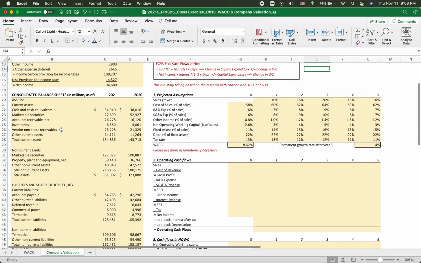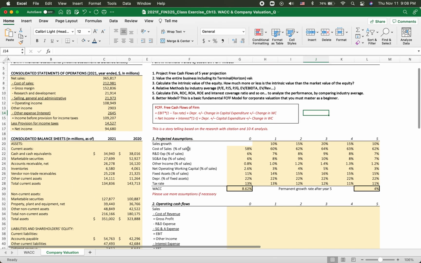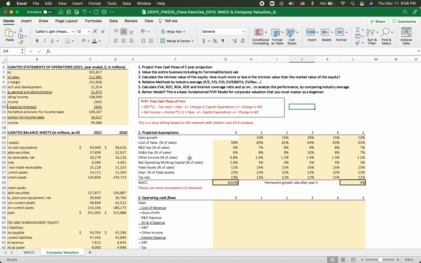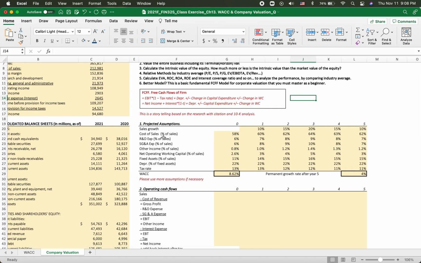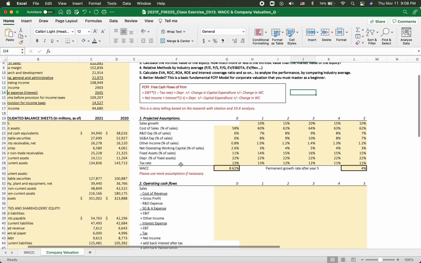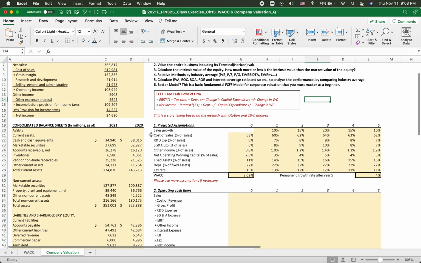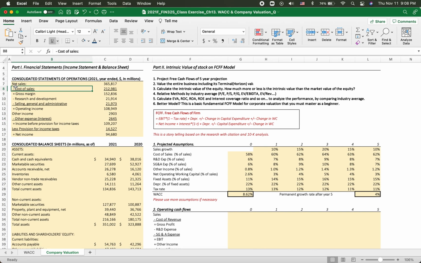Here you attach it, and then here is the projection assumption part, which is the most important part when we make projections on the operating cash flows: sales, cost of sales, research and development, selling, general and administration, other income and other expenses, and then the tax, right? We also have the projections in each projected year.